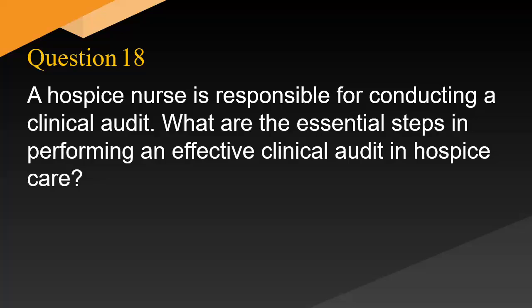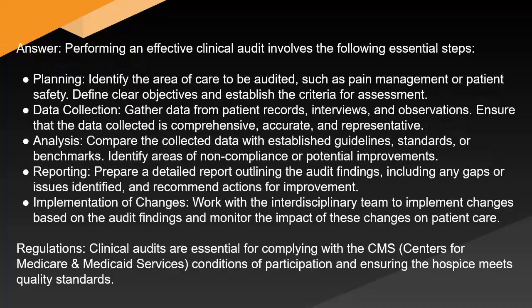What are the essential steps in performing an effective clinical audit in hospice care? Answer: performing an effective clinical audit involves the following essential steps. Planning. Identify the area of care to be audited, such as pain management or patient safety. Define clear objectives and establish the criteria for assessment. Data collection. Gather data from patient records, interviews, and observations. Ensure that the data collected is comprehensive, accurate, and representative. Analysis. Compare the collected data with established guidelines, standards, or benchmarks. Identify areas of non-compliance or potential improvements.